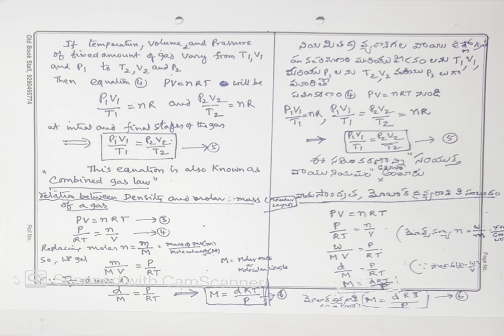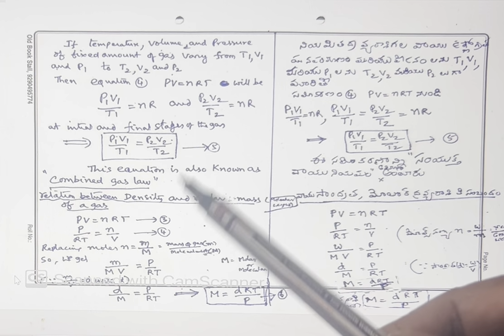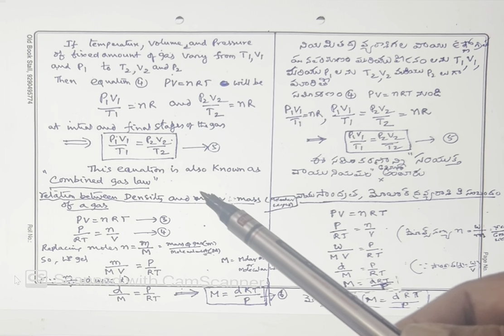P1 V1 by T1 is equal to P2 V2 by T2. This equation is known as the combined gas law. All three laws are combined to get this one. So, this equation is named the combined gas law.